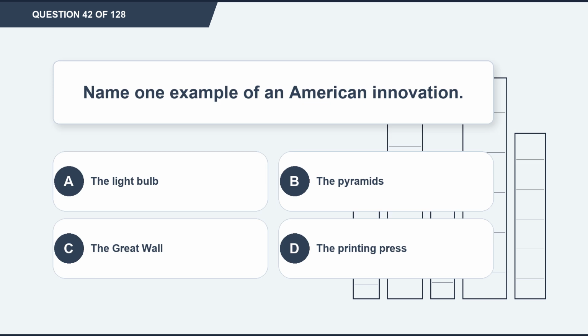Question 42. Name one example of an American innovation. Option A. The light bulb. Option B. The pyramids. Option C. The Great Wall. Option D. The printing press. The correct answer is option A.